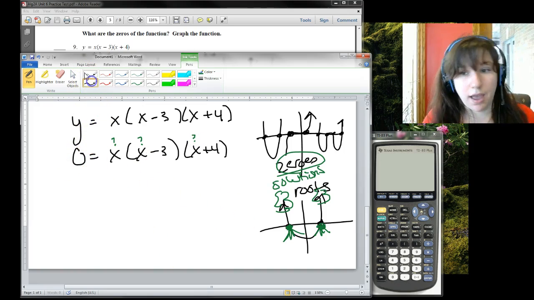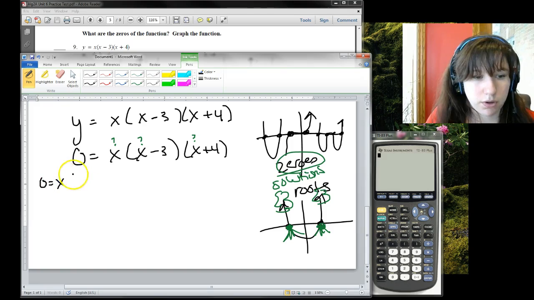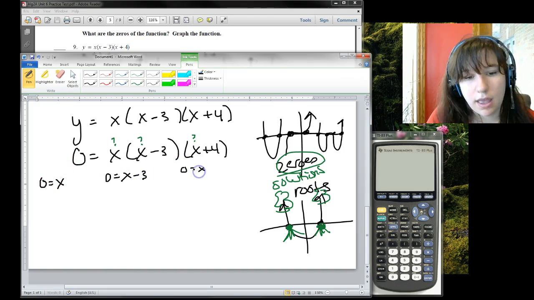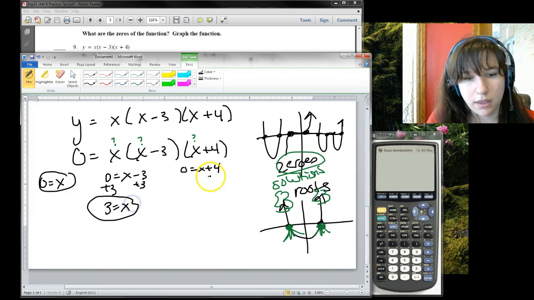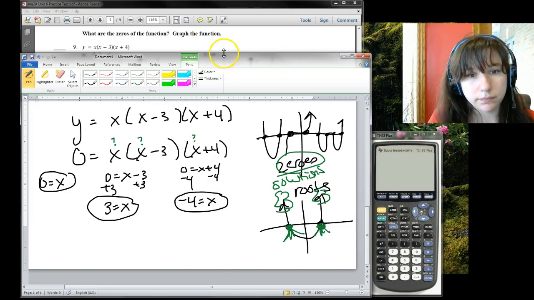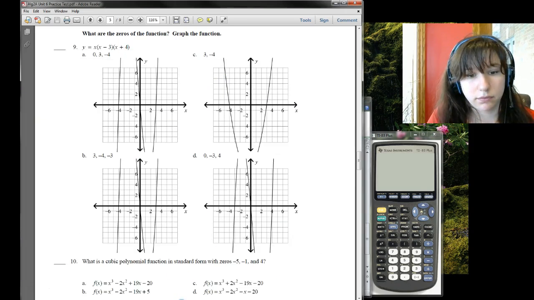So how I would do that, doing the math, writing it out, if all of this equals 0, then each one equals 0. So 0 equals x, 0 equals x minus 3, and 0 equals x plus 4. This one is already solved. This one, you add the 3, so x equals 3. Here we minus 4, x equals negative 4.